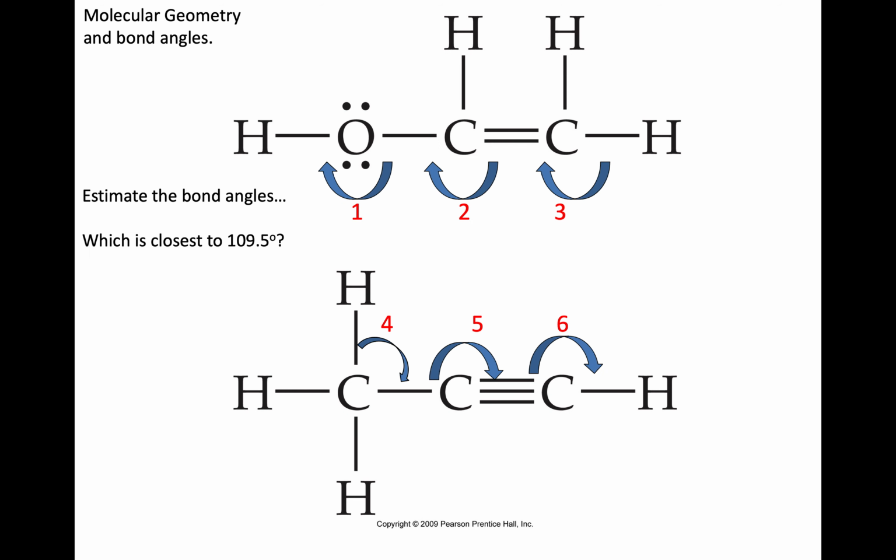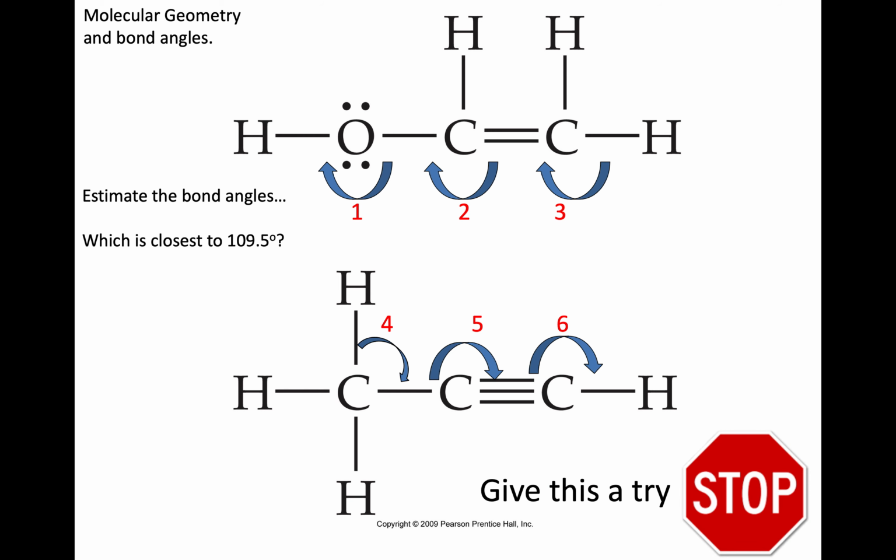Here I show two molecules that have quite a few different angles. What I'd like you to do is estimate the bond angles. Just as an example, this bond angle 1, the hydrogen, oxygen, carbon, is shown in this sketch as 180 degrees, but it's not. Remember, the Lewis structure is not telling us the geometry. We need to apply VSEPR theory to do that. See if you can estimate all 6 of these angles and which one is closest to 109.5. Give that a try.